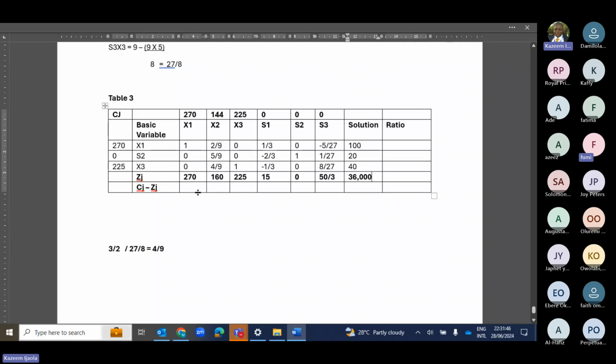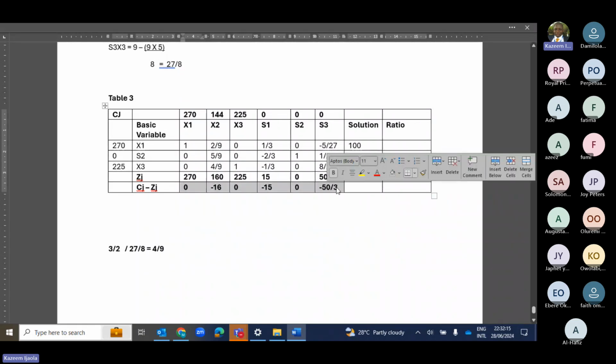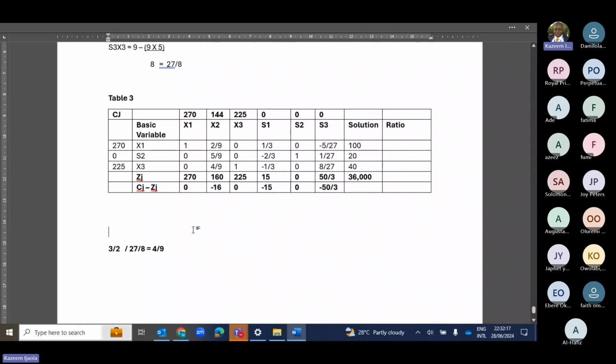So the final step is to calculate CJ minus ZJ. So here we'll be having 0. Here is about minus 16. Here is also 0. And here is minus 15. That's 0 minus 15, right? Then you have 0 here. And here you have about minus 50 over 3. So that's exactly what you have. So with this now, we have reached our optimal solution because there is no positive net again. This is the optimal solution for this question.